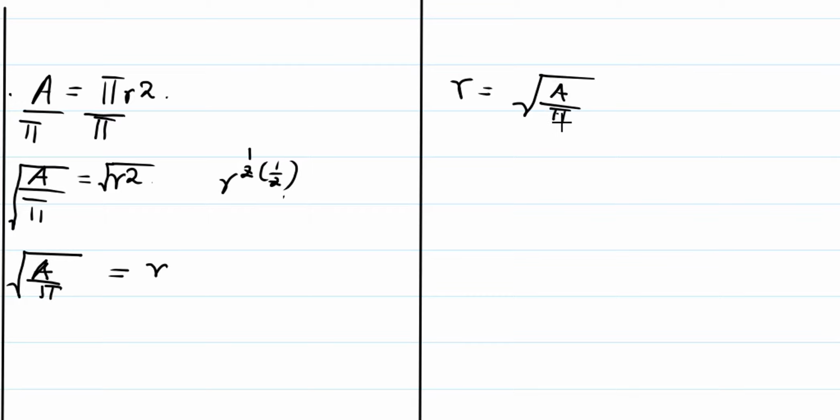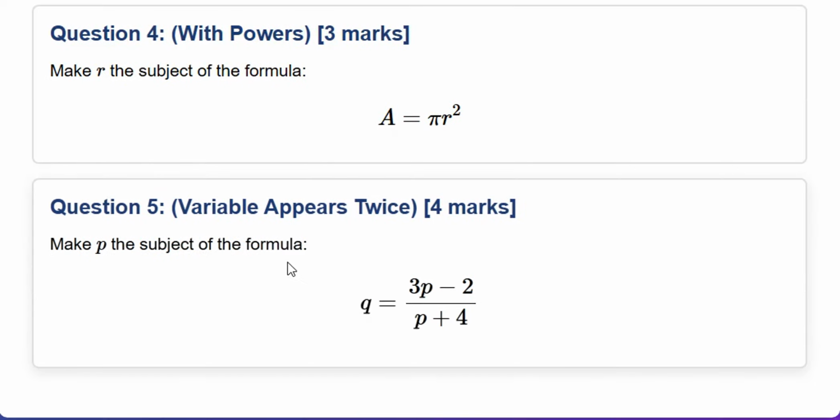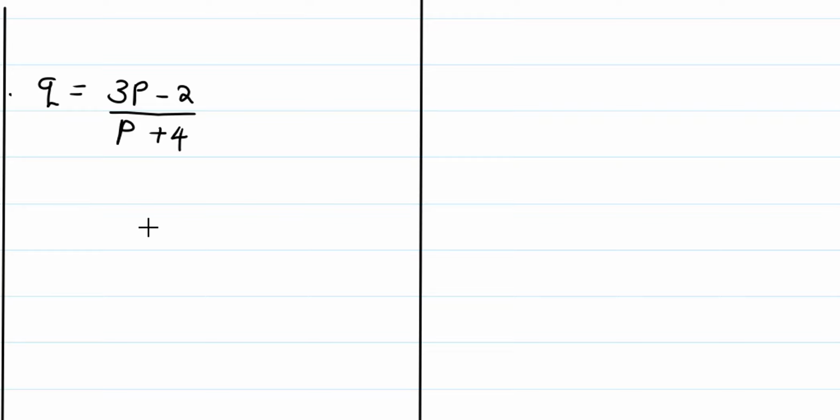So can we try to solve the last question, which is even more complex than question 1 to question 4. This question here, you are told make p the subject of the formula, then you are given Q is equal to 3p minus 2 divided by p plus 4. So we are told to make p the subject of the formula, and the first thing we have here is a denominator. So we need first to eliminate this denominator here, and the denominator is p plus 4.